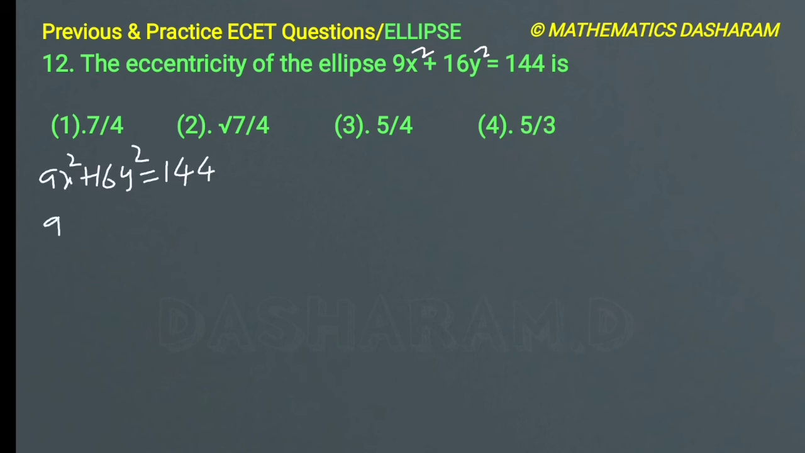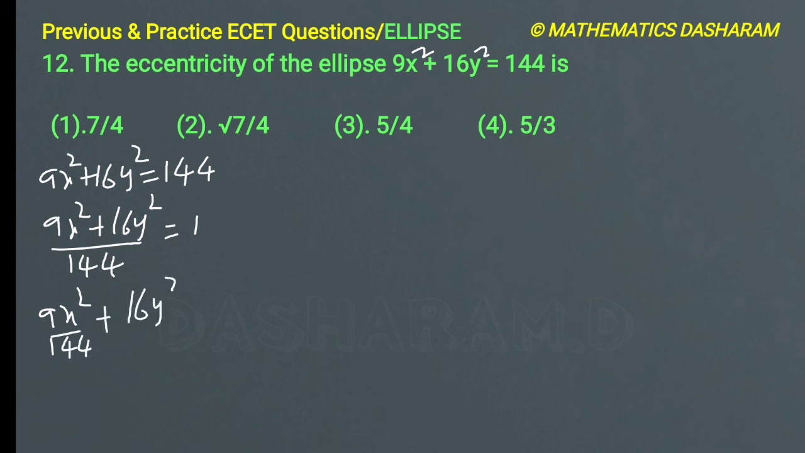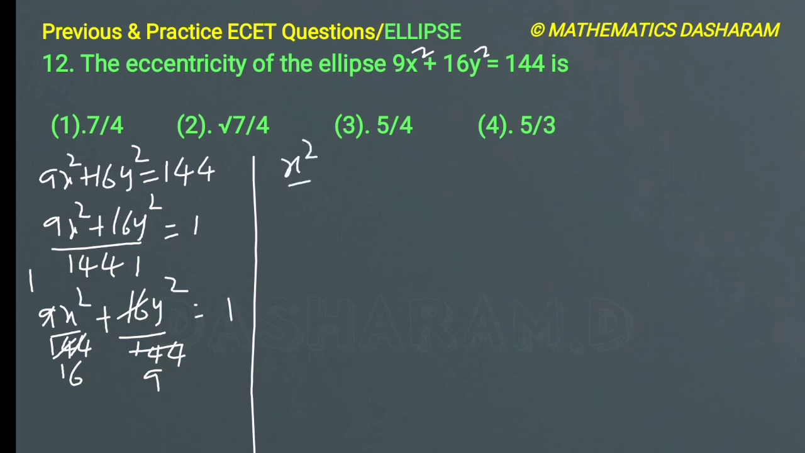12th question, the eccentricity of the ellipse 9x square plus 16y square equals 144. Let's convert into the standard form of an ellipse. So divide by 144 equals 1. Now split into two fractions: 9x square divided by 144 plus 16y square divided by 144. So 9 ones are 9, remainder 5, 9 sixes are 54, 16 ones are 16, 16 nines are 144. So then the equation is x square by 16 plus y square by 9 equals 1.